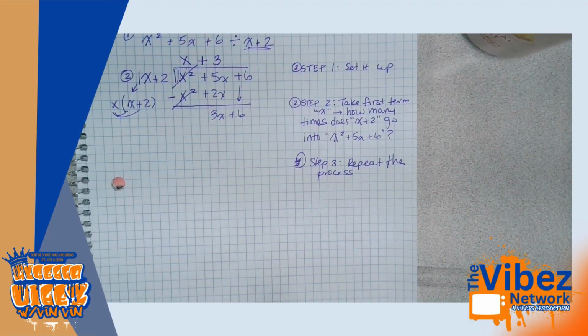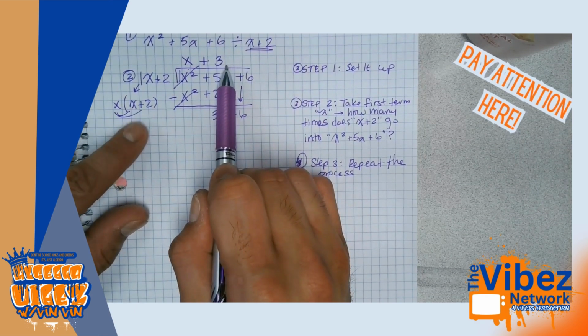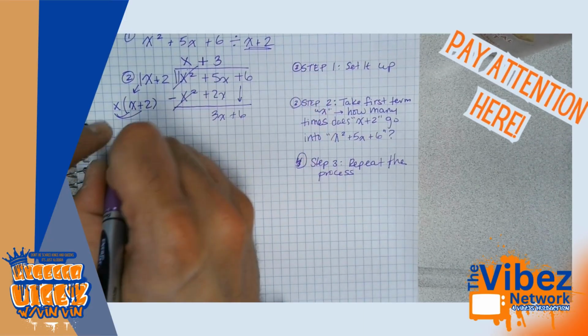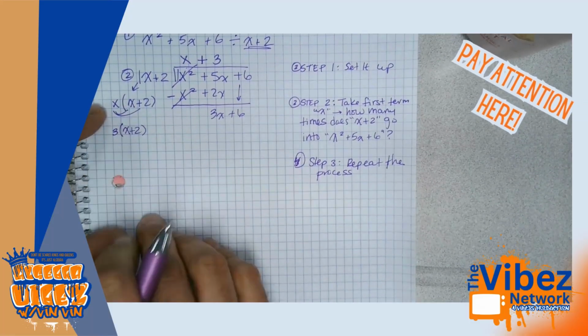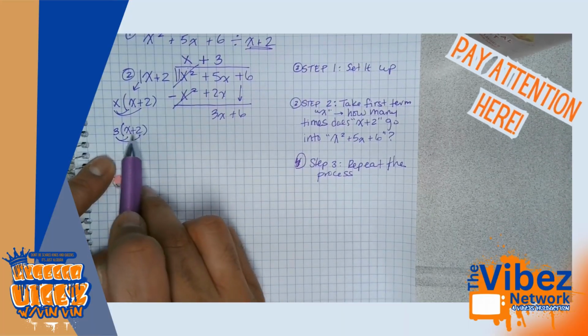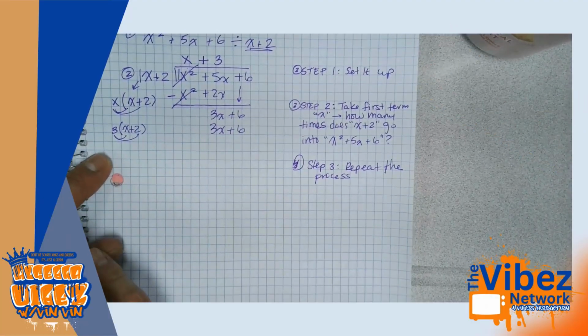All right? Now, we're going to do the same exact thing that we did before, except we're going to take the second term that we found and multiply it by this divisor over here. So I'm going to do that right down here. I'm going to do 3 times x plus 2. And then we're going to distribute this 3 to the x and the 2. So 3 times x plus 2 gives us 3x plus 6.